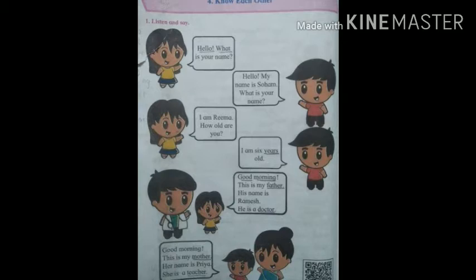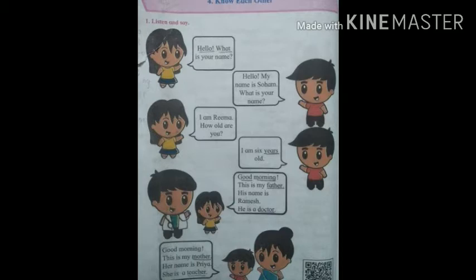Now the boy replies, "Good morning, this is my mother." Now he is showing his mother to her, and he is saying that her name is Priya and she is a teacher. So the girl and the boy are talking about themselves and their mother and father. The girl and boy are conversing with each other, and you also have to converse with anyone else like this only.